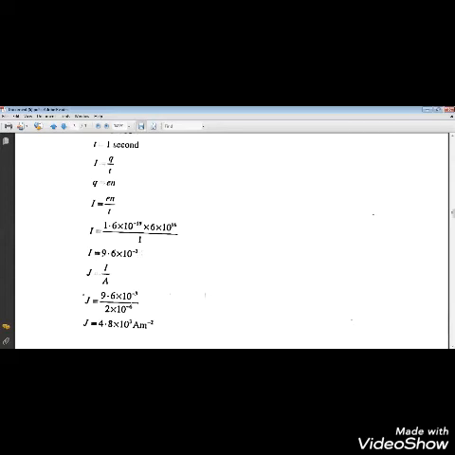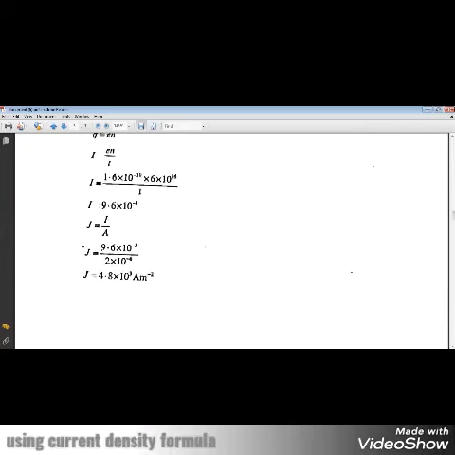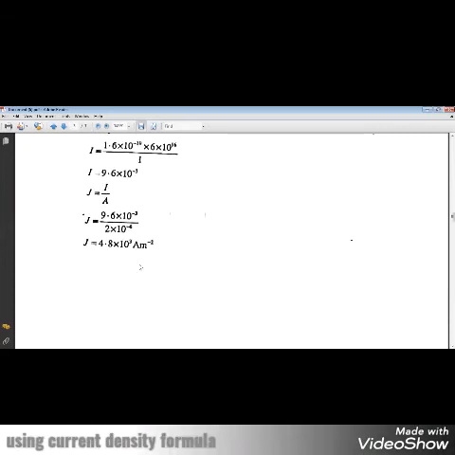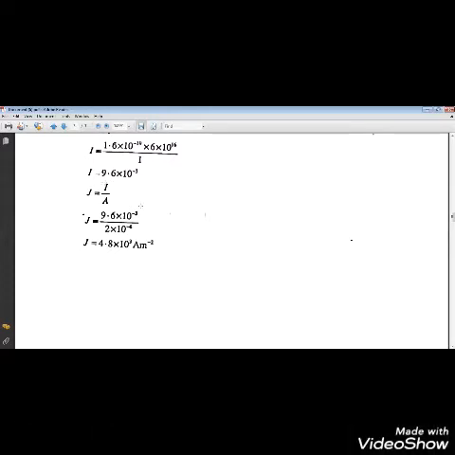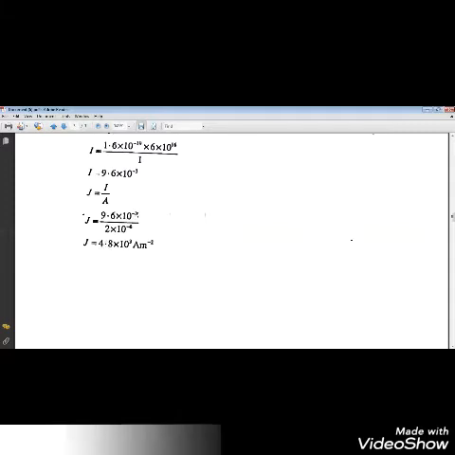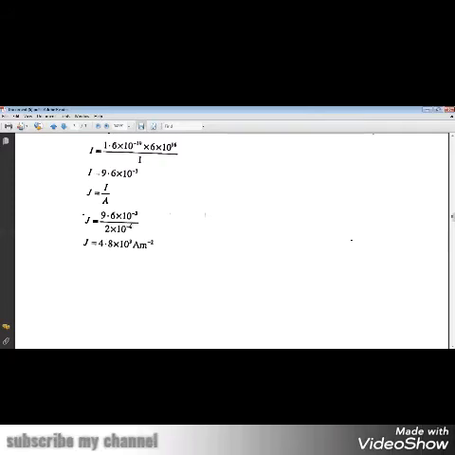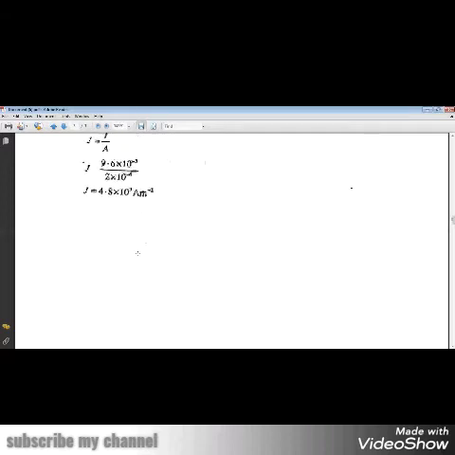Then current density is given by J is equal to I divided by A, and substitute the value of I here, that is 9.6 into 10 to the power of minus 3, whole divided by A, which is given as 2 into 10 to the power of minus 6. 9.6 divided by 2 is found to be 4.8. 10 to the power of minus 3 divided by 10 to the power of minus 6 is found to be 10 to the power of plus 3 ampere per meter square.